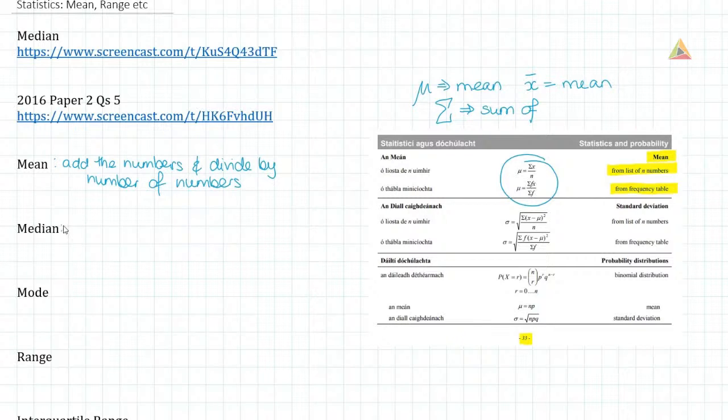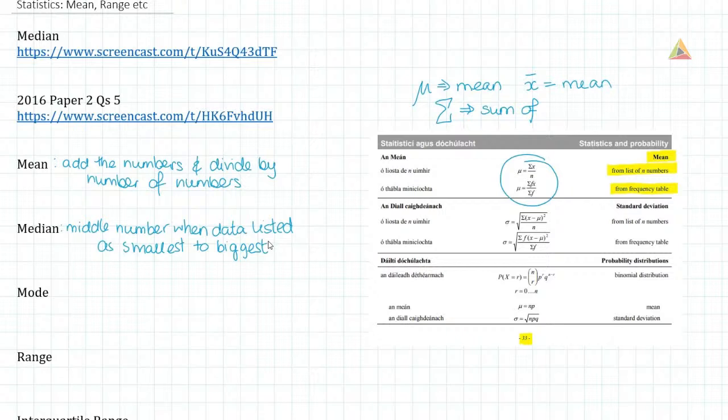Our median then is going to be the middle number when we have our data in ascending order. So that means that the data is going to be listed from smallest to biggest, and then we're going to find our middle number. So again, the median can only be used for numerical data because it has to be numbers. So I'm looking for the middle number when the data is listed from smallest to biggest.